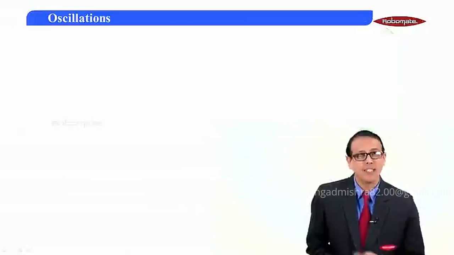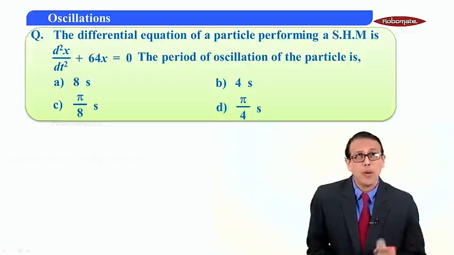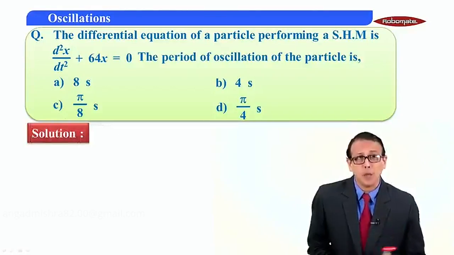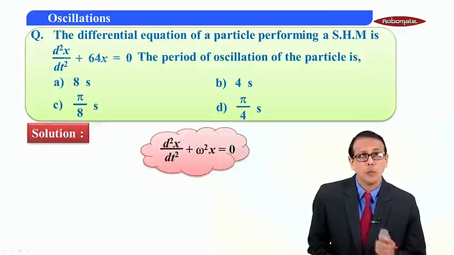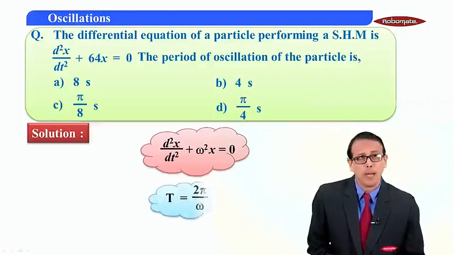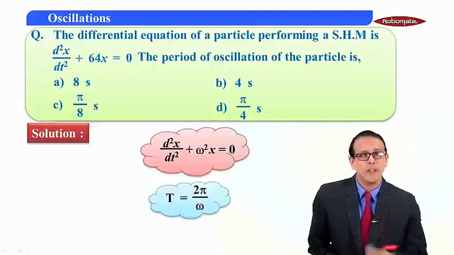Let's move ahead, students. Next question. The differential equation of a particle performing SHM is d square x by dt square plus 64x is equal to 0. The period of oscillation of the particle is. Now how do you solve this problem? As you can see, there is some differential equation given to us. So I immediately recollect, let us compare with the standard form and you can very clearly see I will get omega square from here. To find its time period, how do you get time period? So once we get omega, I know time period is 2 pi by omega. So let's compare with the standard form. Let's get the value of omega and let's then find the value of T.